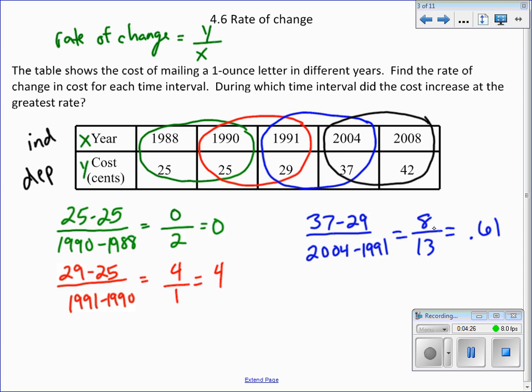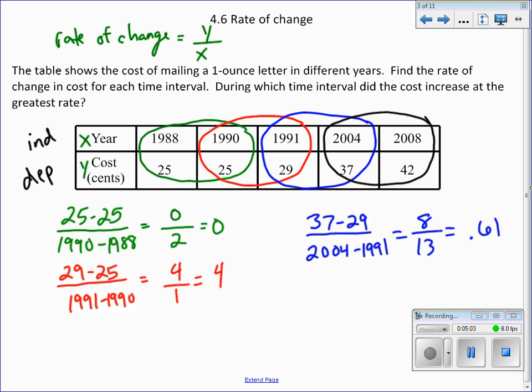So overall, when you see that it increases by 8 during that time period, it gives kind of the illusion that we're going to have a really high rate of change. But the more we think about it, the reason it's so high is because it's over a 13-year time period. Whereas this one increased 4 cents, but in only a 1-year time period. So this actually works out to be only 0.61 or 61 cents per year. Whereas in the red, it was 4 cents per year.